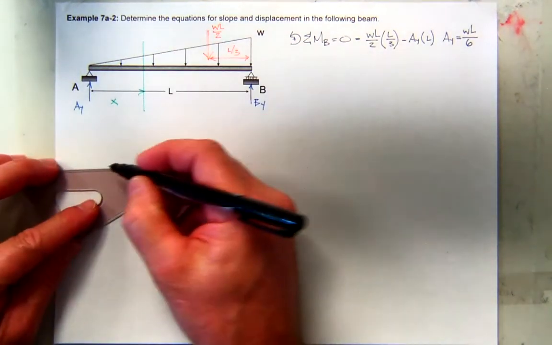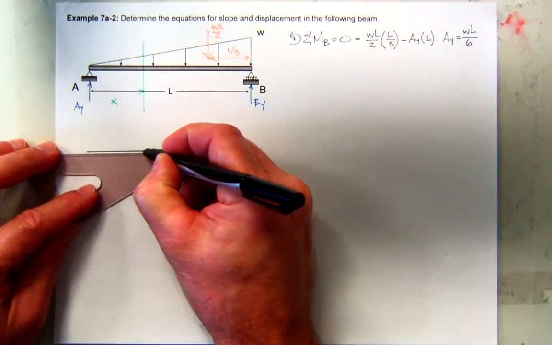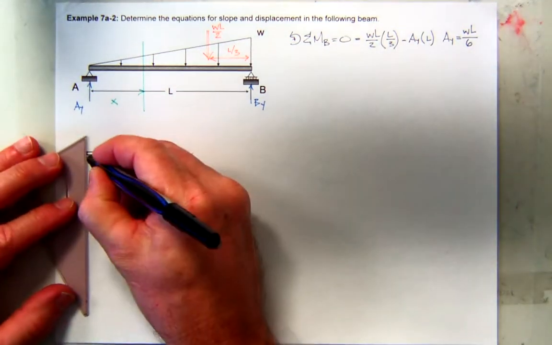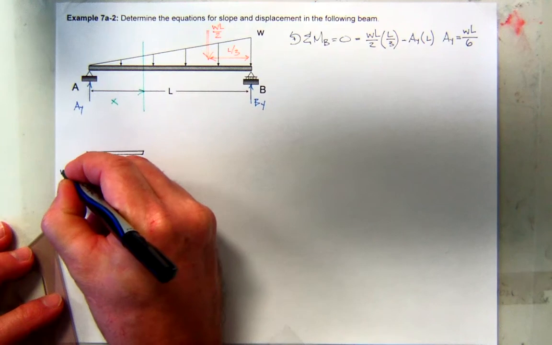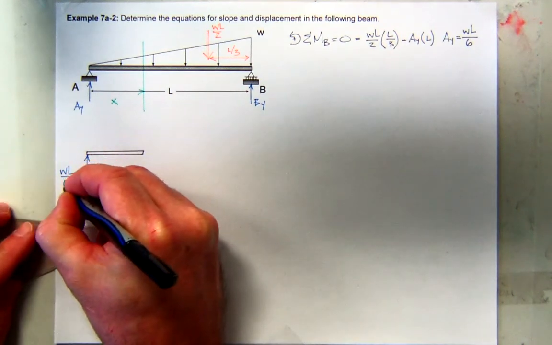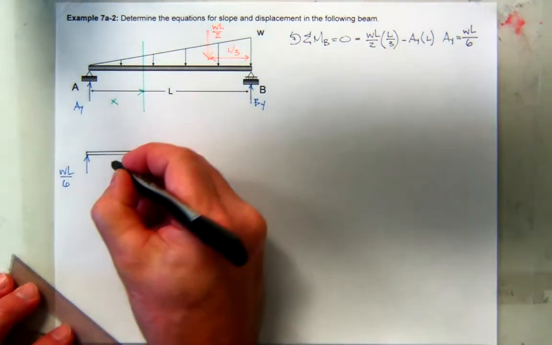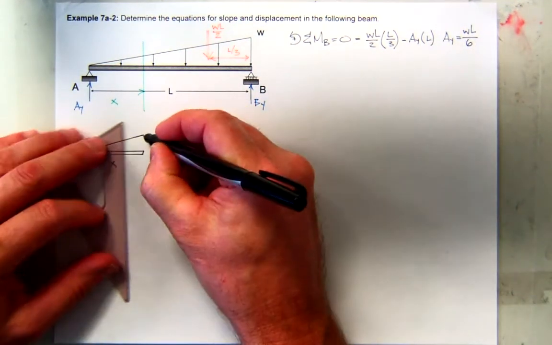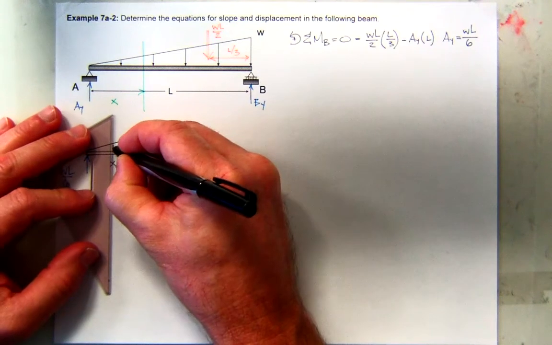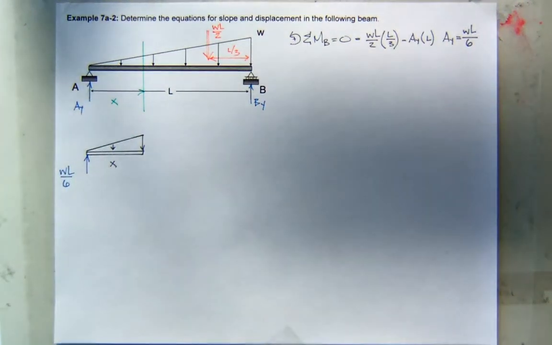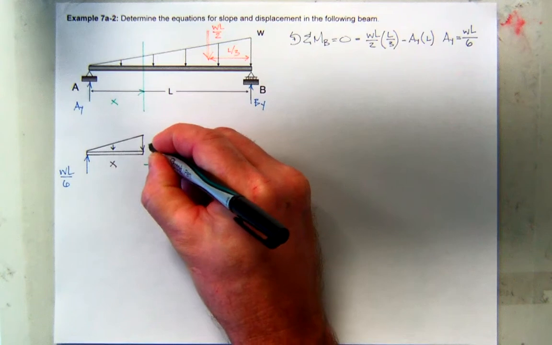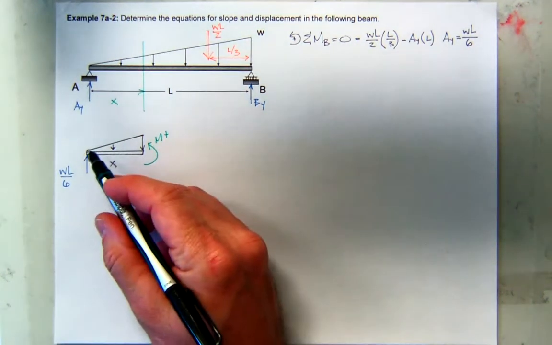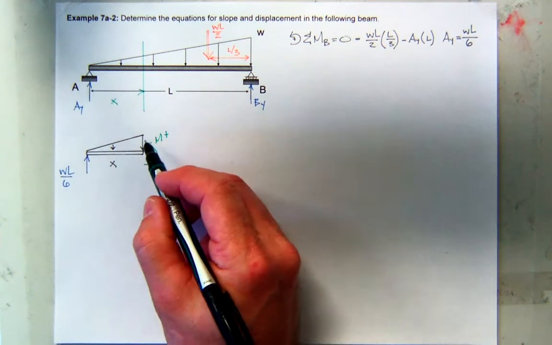All right, so I'm going to come down here and draw my free body diagram for this little chunk of the beam here. So we just found AY. It was WL over 6. Remember, this is a distance of x. And then here's our distributed load. And then remember that what we're looking for at the cut is the positive bending moment. So now I've got to get this little triangular shape. I've got to find the area under that.